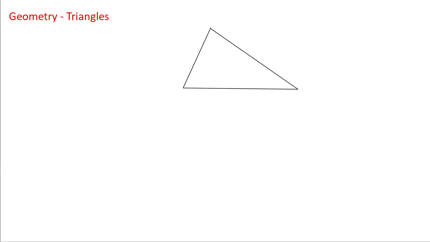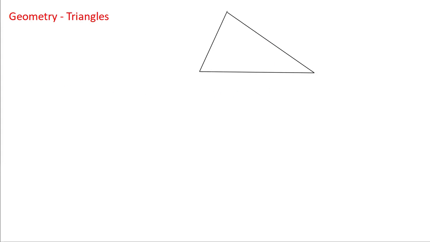Okay everyone, so let's say this is a triangle. This is triangle ABC. Side opposite to angle A, let's call it small a. Side opposite to angle B, let's call it small b. And side opposite to angle C, let's call it small c.